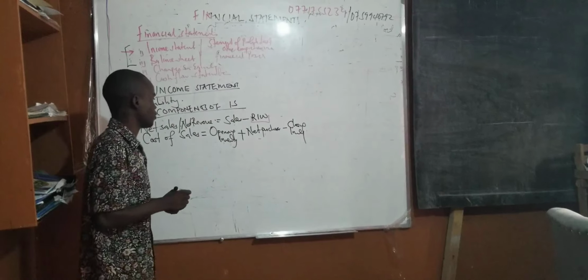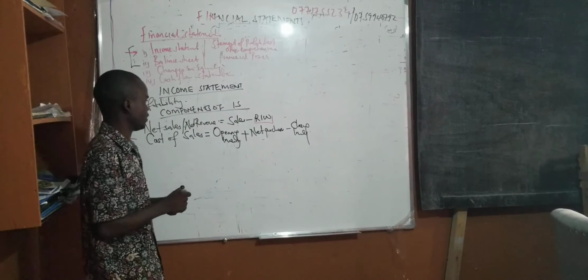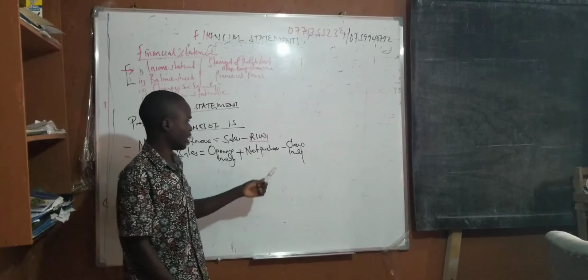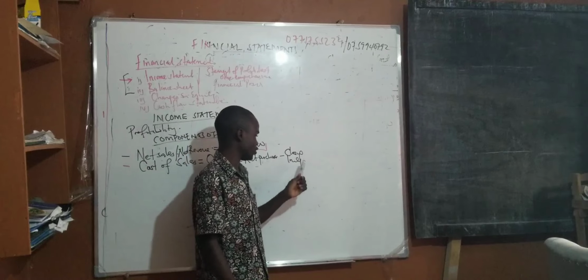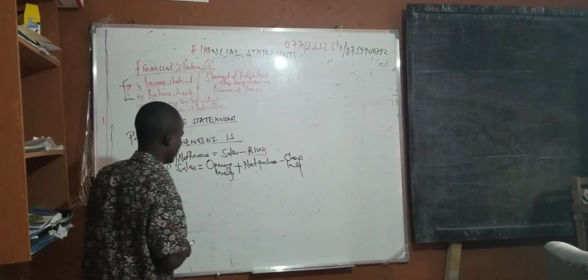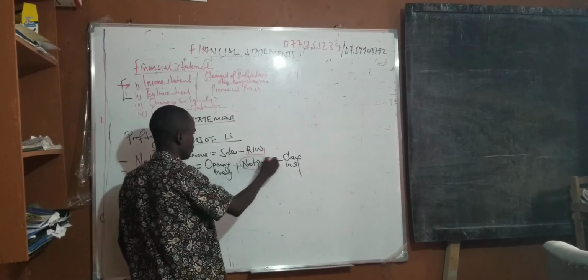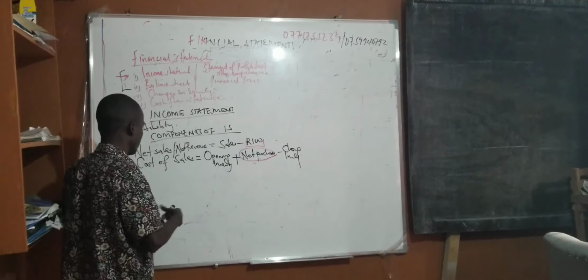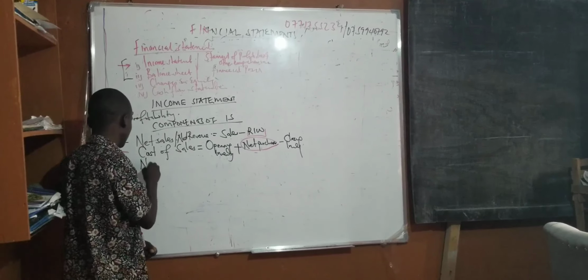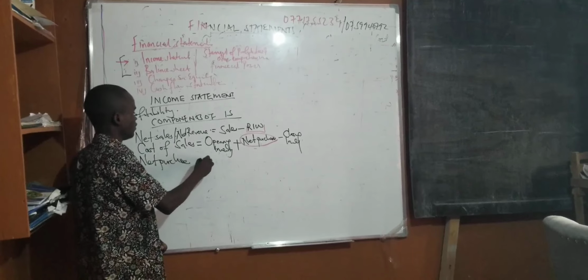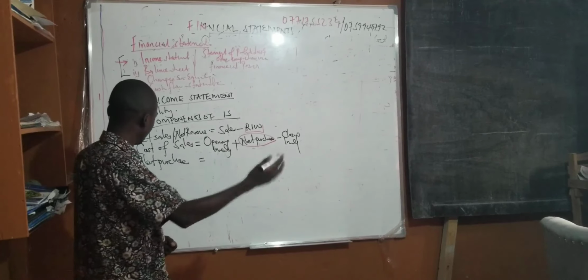Cost of sales equals opening inventory plus net purchases minus closing inventory. Opening inventory is what you have at the beginning of the year. Closing inventory is at the end of the financial year, what remains in the business. But we are seeing another new term, which is net purchases. So let's first talk about it. Just like we got net sales, we also have net purchases.